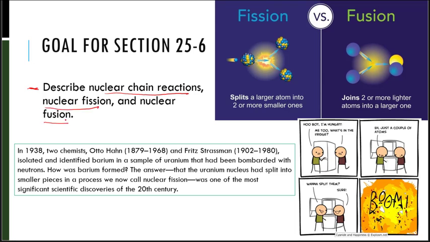In this section we will describe nuclear chain reactions, nuclear fission, and nuclear fusion. So back in 1938, two chemists, Hahn and Strassmann, isolated and identified barium in a sample of uranium that had been bombarded with neutrons.